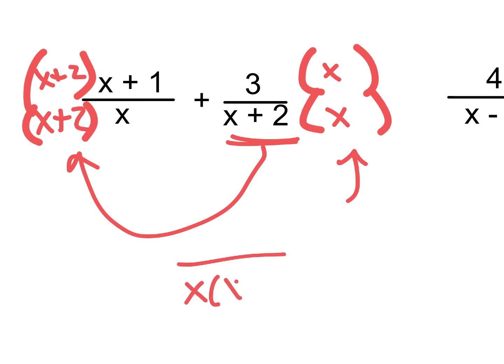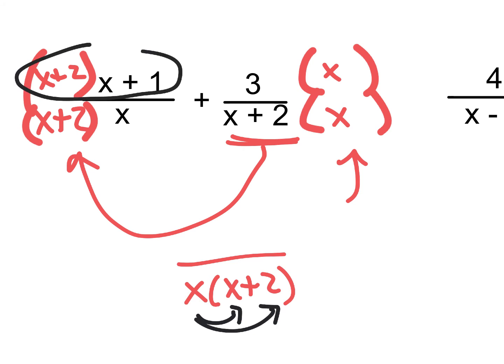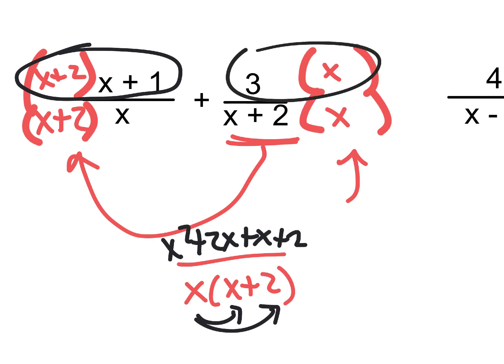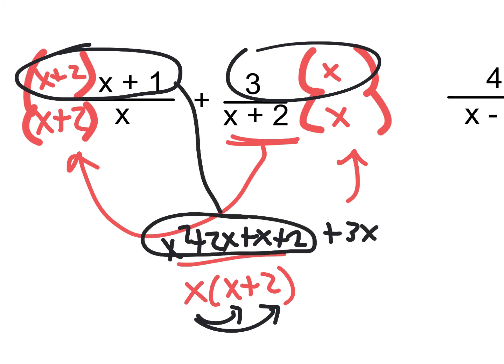x times x plus 2. I know some of you just had to multiply it out because you were compelled to do it, like, oh, I have to multiply this. No, you don't. On the top, you do. And you get x squared plus 2x plus x plus 2. And then this one's plus 3x. So all of that came from this. And this is one of those FOIL kind of problems.